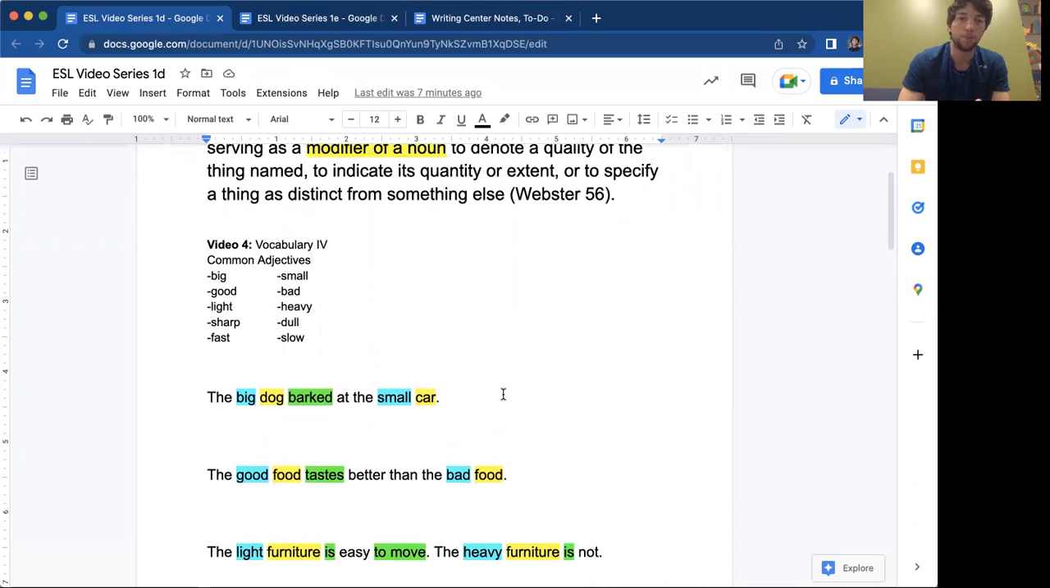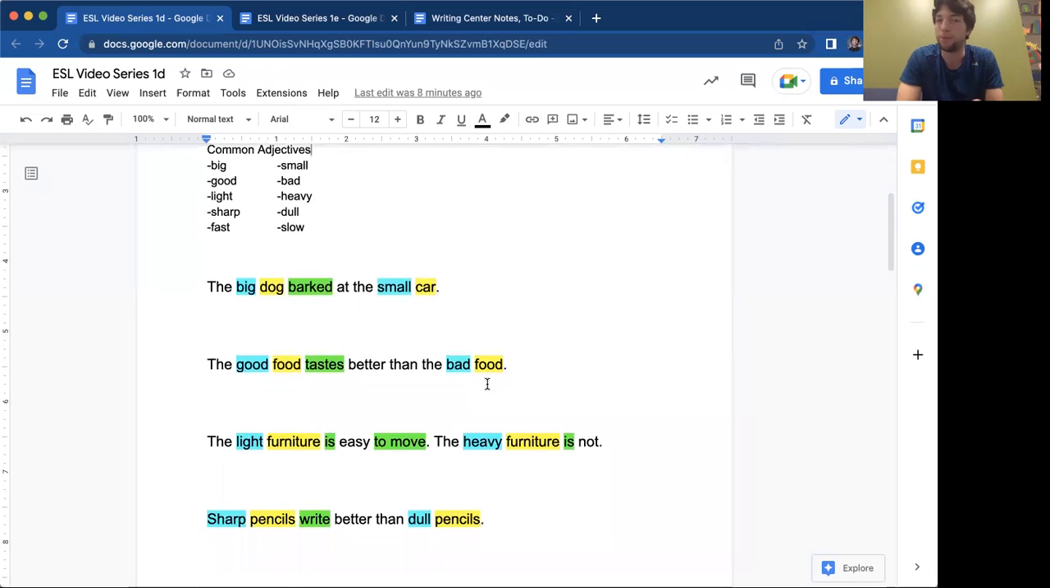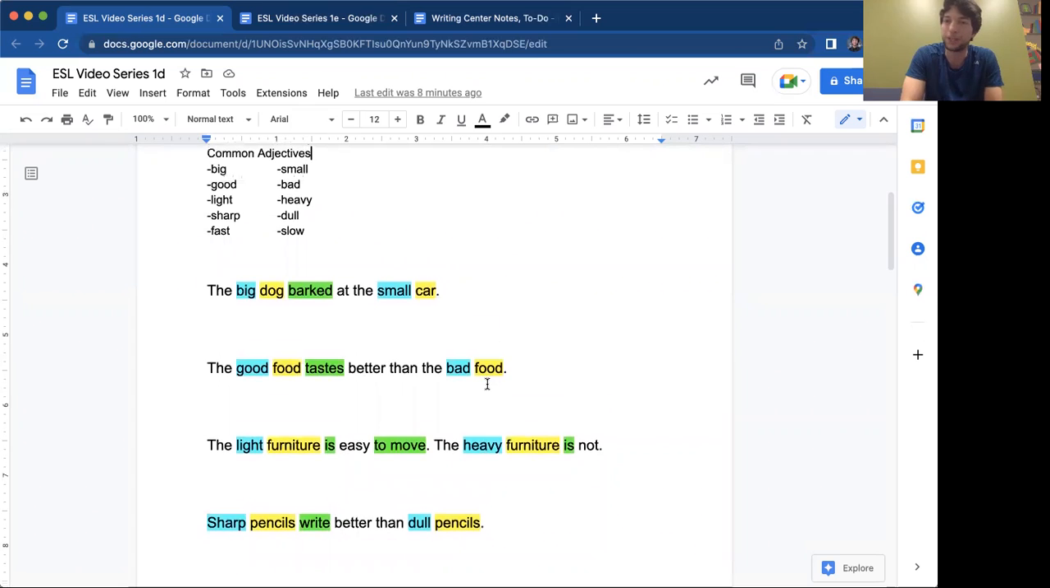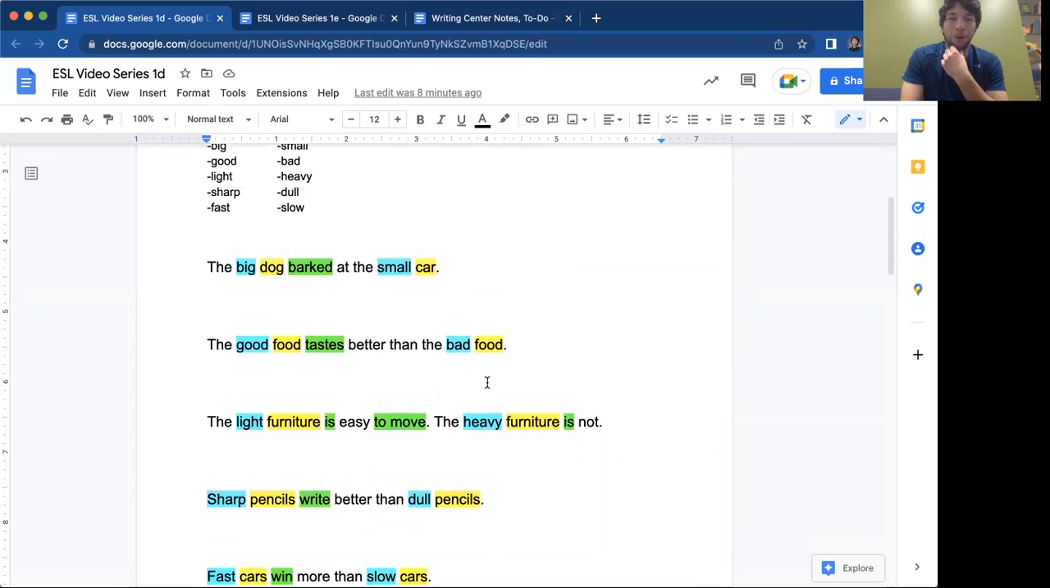Okay, so we have big, small, good, bad, light, heavy, sharp, dull, fast, and slow. So these are just some examples of adjectives, and we'll use some of them in our example sentences here. Actually, we're using all of them in sentences. So here we go.